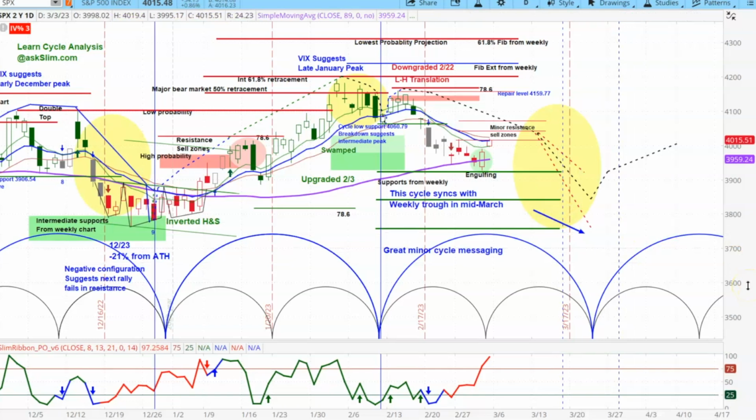That will hurt some people, and that will help some that have kept their powder dry, as we have suggested, waiting for a better opportunity where we thought was going to be mid to late March or maybe in early April.